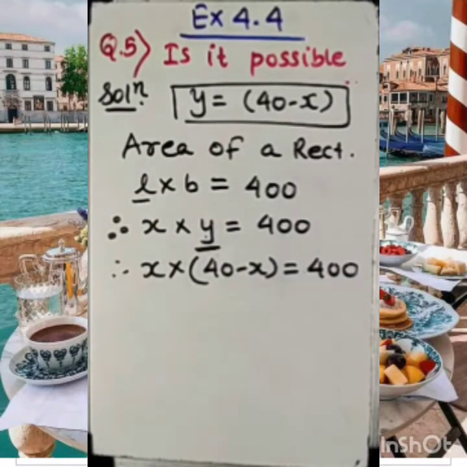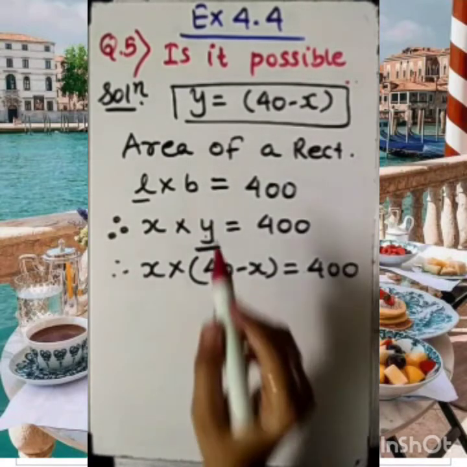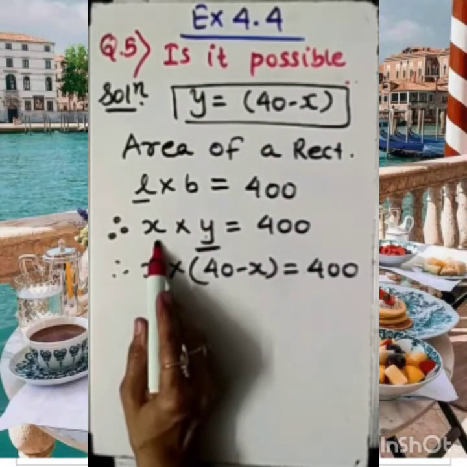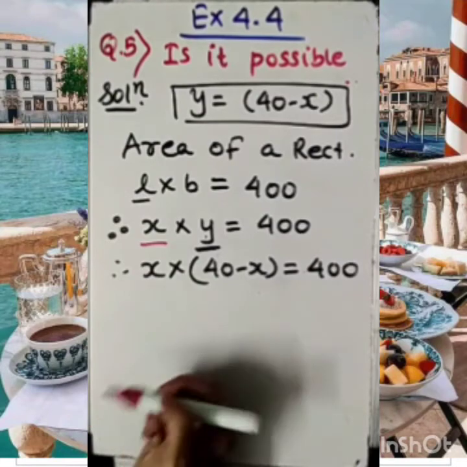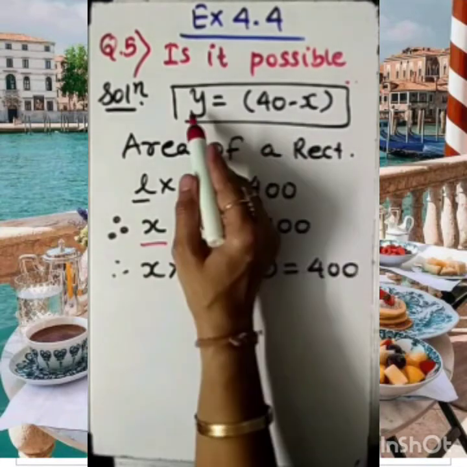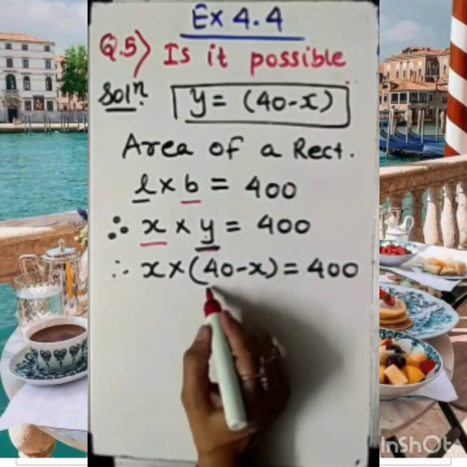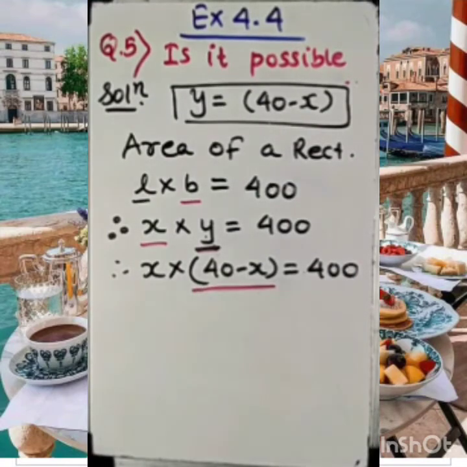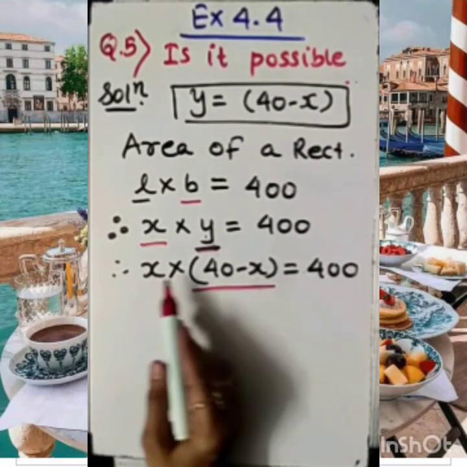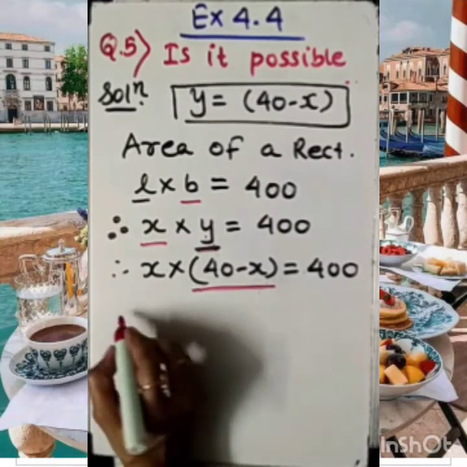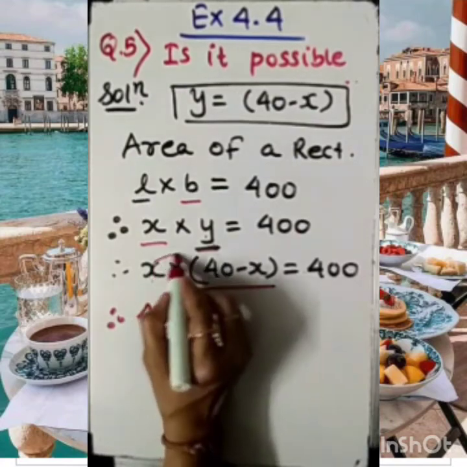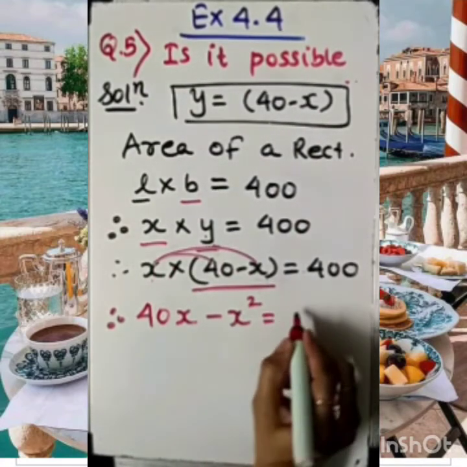What I did here is a very important step, I am explaining it again. Area of a rectangle is length into breadth. In place of length, as we assumed x, I am substituting x. What about breadth? Breadth we assumed y, but the value of y we got through this relationship, that is 40 minus x. So in place of y I am putting 40 minus x, so that the quadratic equation we form will be in one variable. Clear? Now let's multiply 40 with x, that is 40x minus x into x, x square, equal to 400.